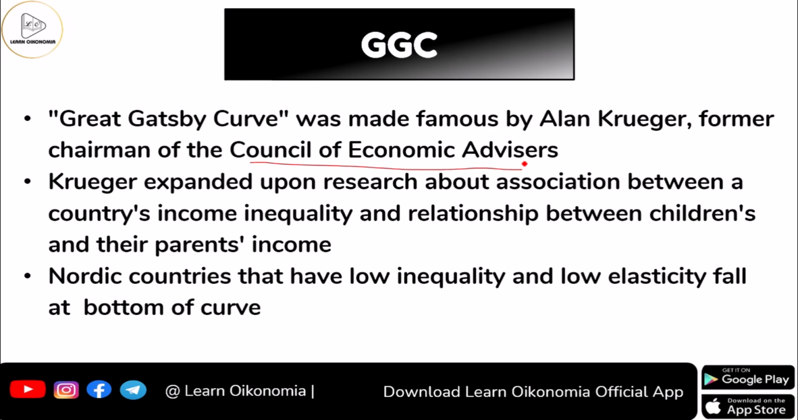Alan Krueger expanded his research, and his research was about forming a kind of association or relation between two aspects. The relationship between these two aspects would form the Great Gatsby Curve. Let's see what these two variables are. The first variable is a nation's income inequality. So to be simple, the first case is income inequality.